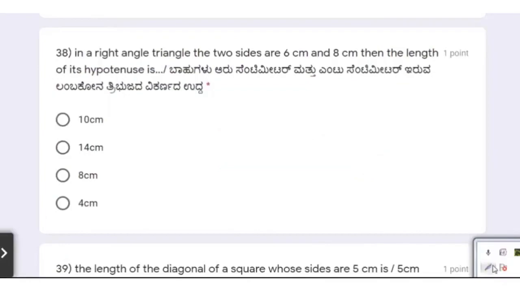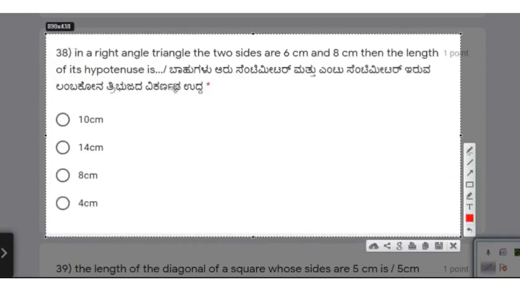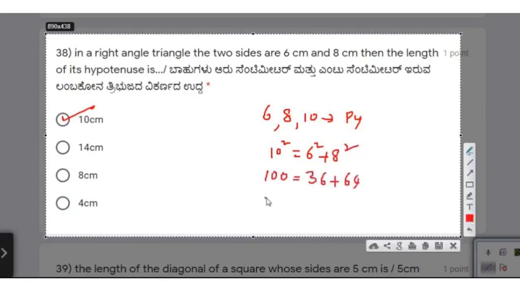38th question: in a right angle triangle, the two sides are 6 and 8 centimeters. Find the length of its hypotenuse. The answer is 10 centimeters. The reason is 6, 8, 10 make a Pythagorean triad. So 10 square is equal to 6 square plus 8 square. 10 square is 100, 6 square is 36, 8 square is 64. 100 is equal to 100. The correct option for this question is 10.